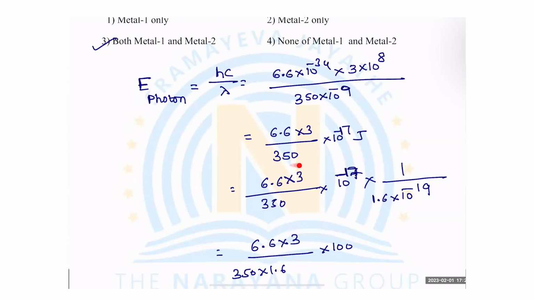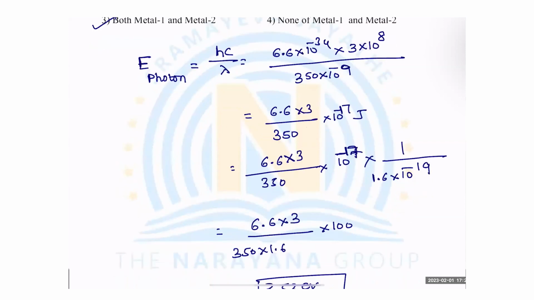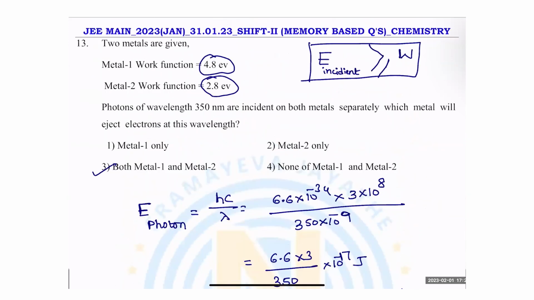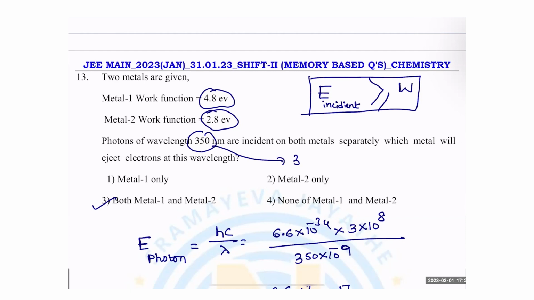But we need to convert that value into electron volts. In order to convert energy from joules to electron volts, that value should be divided by 1.6 into 10 power minus 19. That is the conversion from joules to electron volts. Finally, if you simplify, you will get 3.53 electron volts. That means its energy is 3.53 electron volts.